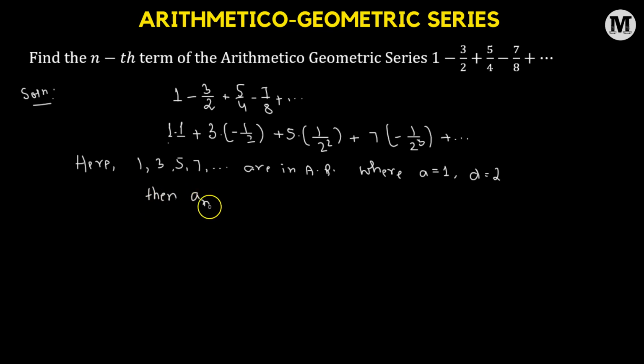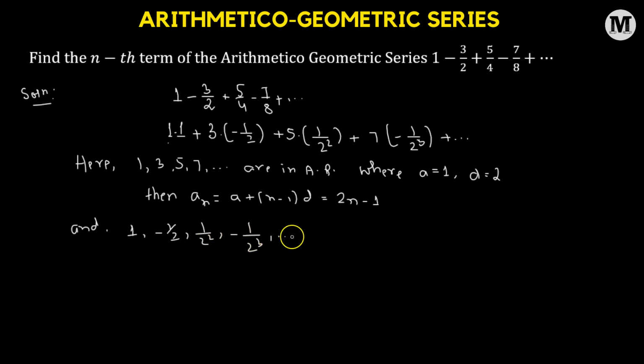The nth term an is given by the formula a plus n minus 1 times the common difference d. When you substitute all of these values, we get 2n minus 1. That's going to be the nth term of the arithmetic progression. And now we're going to consider the terms 1, -1/2, positive 1 over 2 squared, then -1 over 2 cubed, and so on. We're saying that this sequence is in geometric progression.